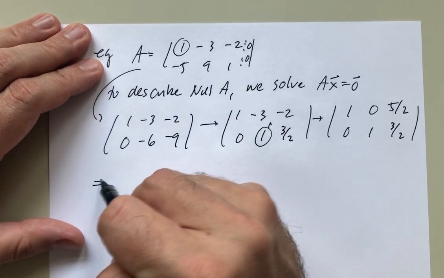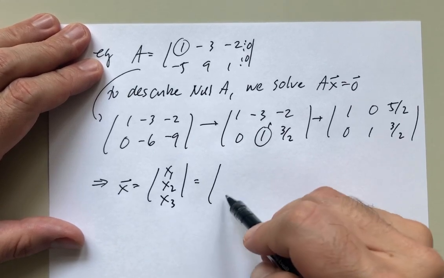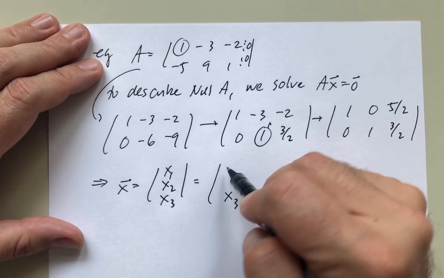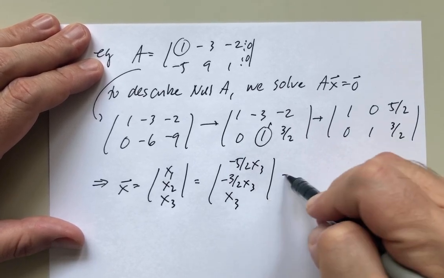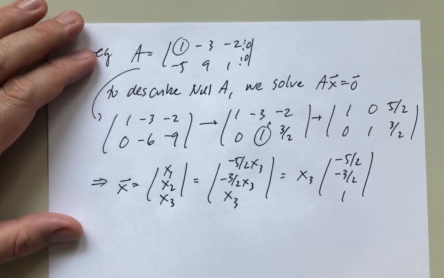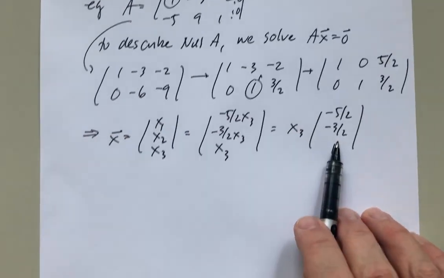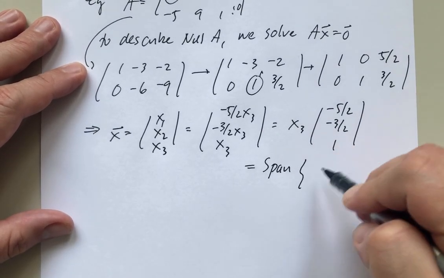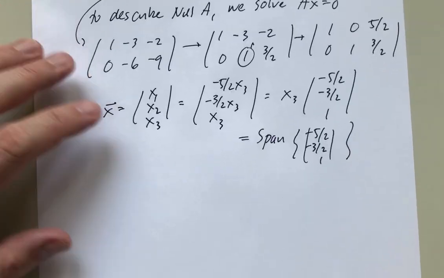Okay, so now what you get for the solution is that x has 3 variables, of course, and x3 is free. What we're getting is that x1 is minus 5 halves x3, x2 is minus 3 halves x3. So if I factor this out, it'll be minus 5 halves, minus 3 halves, 1. So the solution set is the span of, in this case, just one vector: minus 5 halves, minus 3 halves, 1. Okay, so that's the null space.